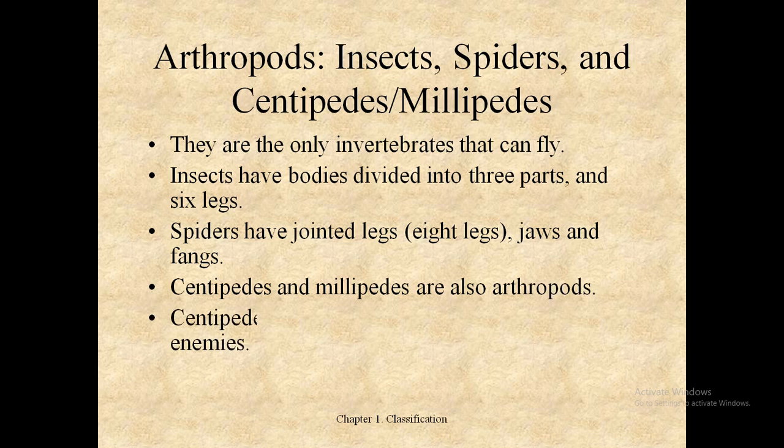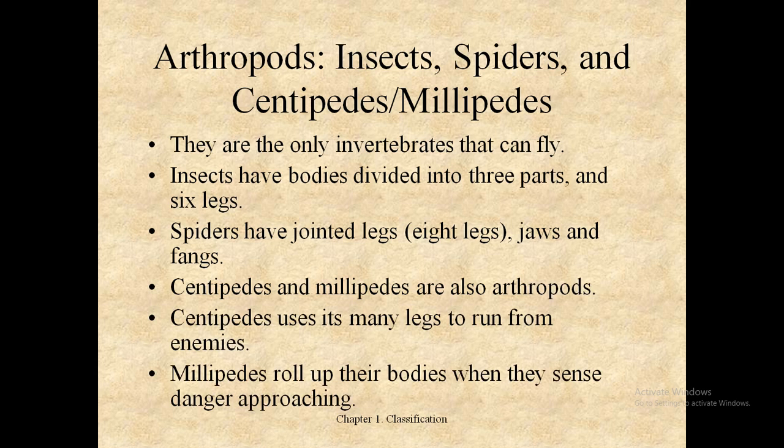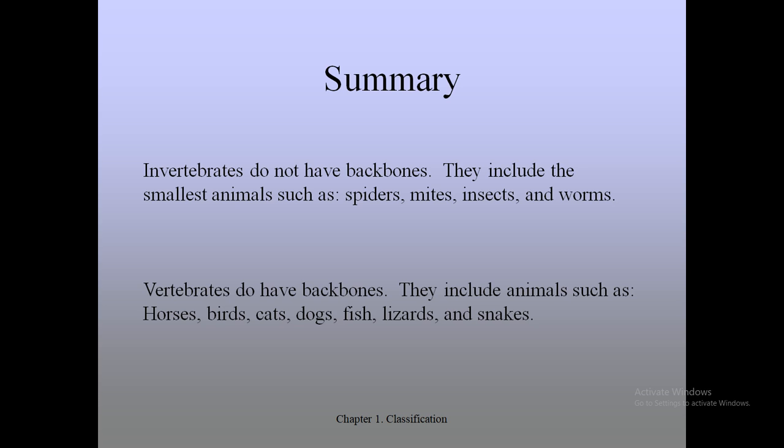Centipedes and millipedes are also arthropods. Centipedes use their many legs to run from enemies. Millipedes roll up their bodies when they sense danger approaching. So at the end we have the summary that there are 2 groups of animals, invertebrates and vertebrates. Invertebrates don't have any backbone, and vertebrates have a backbone.